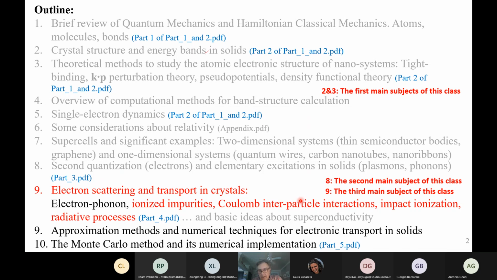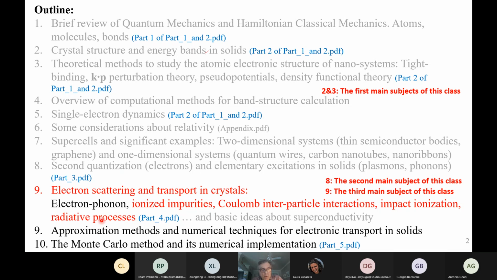Coulomb interactions among electrons is a huge issue. Even in a homogeneous electron gas, it has been one of the major problems that people had to face, particularly because of exchange and correlation energies and how to treat them. I will briefly mention also one particular aspect of particle-particle interaction, which is impact ionization, which is important in devices.